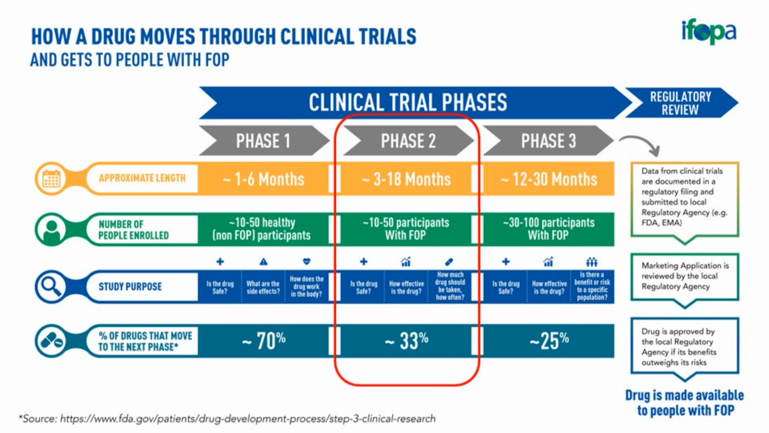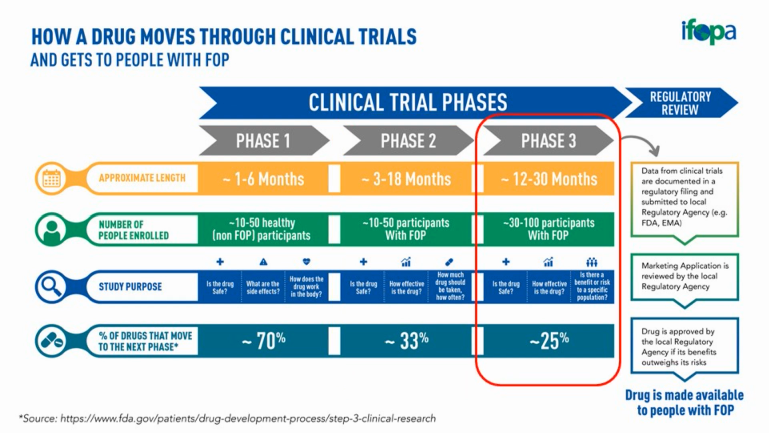Phase 2. Duration: 3 to 18 months. Participants: 10 to 50 individuals with the target disease or condition. Purpose: to assess efficacy and monitor side effects. Key questions addressed in this phase: is the drug safe? Is it effective? How often and for how long should it be taken? Only about 1/3 of drugs progress beyond this stage.